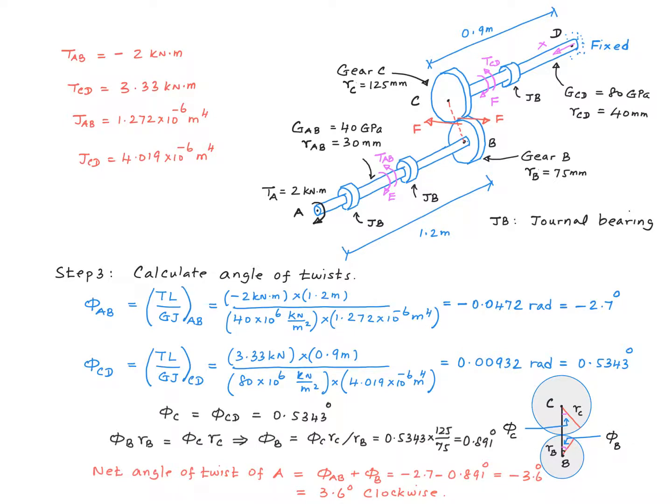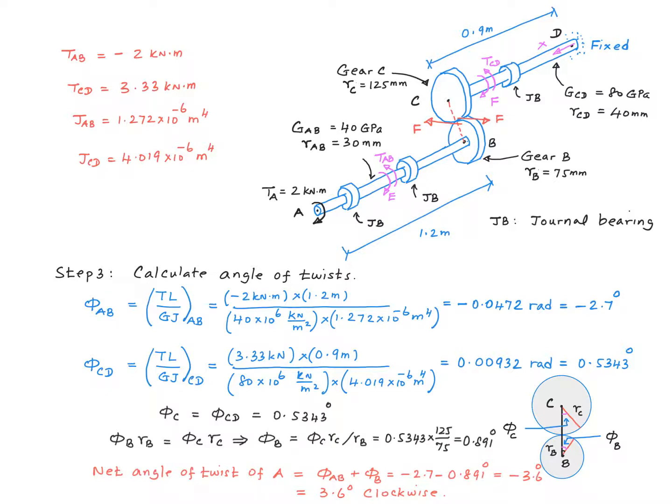So if I were to stick to the same sign convention, which is counterclockwise rotations are positive, then that also will be negative, right? And therefore the net angular twist of point A would be phi AB plus phi B, which is minus 2.7 degrees minus 0.891 degrees, which is 3.6 degrees clockwise. So that's it. We answered all of the questions.